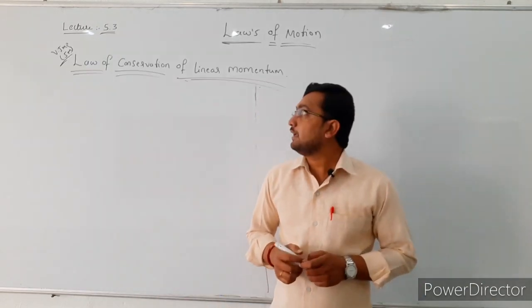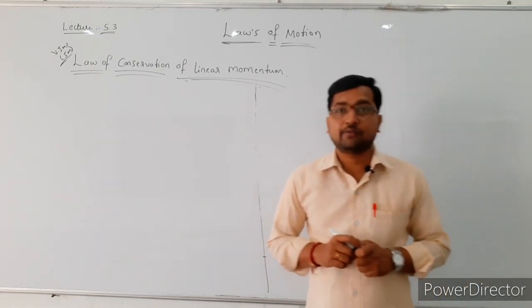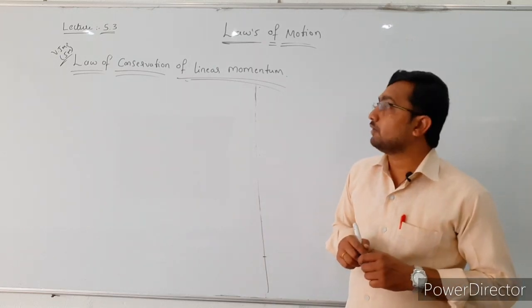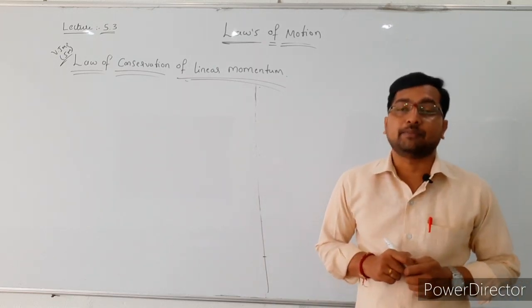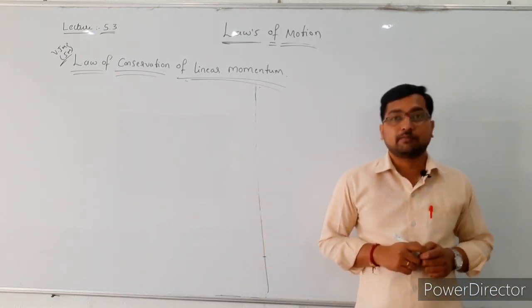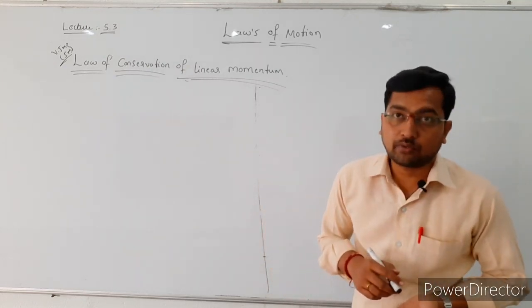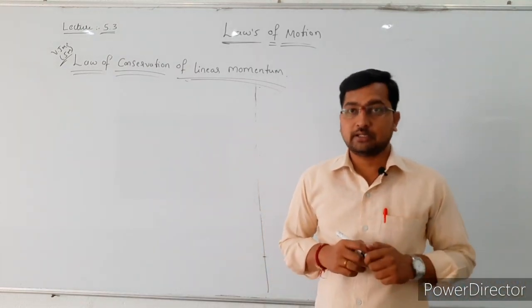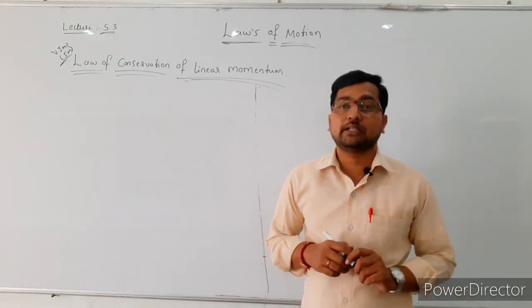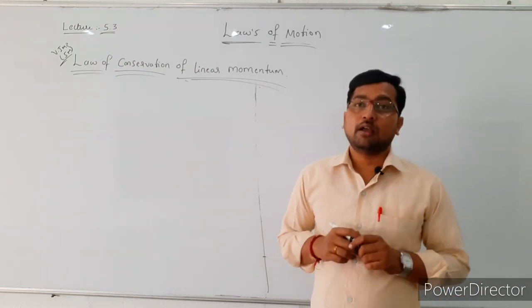The next concept is the law of conservation of linear momentum. It is very important for 5 marks in your final examination. Already we know that linear momentum is the product of mass and velocity. The mass is inversely proportional to velocity if the momentum is constant, and if the mass is constant, the momentum is directly proportional to the velocity. If the velocity is constant, the momentum depends directly on the mass.